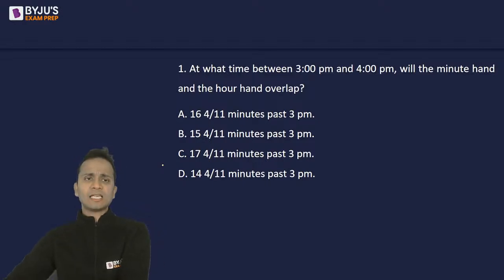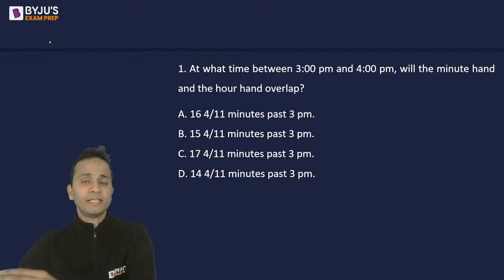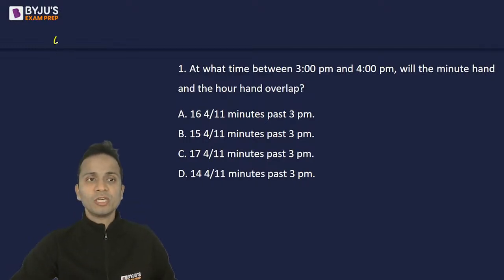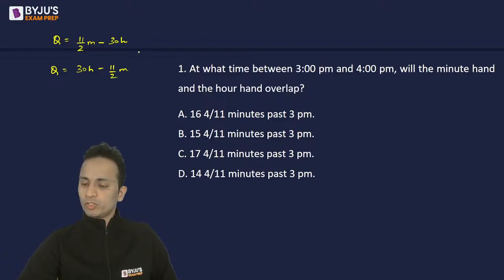Okay, so let's start solving this. First of all, I'll start by writing the formula that can apply in these types of questions. Okay, so let's have a look at the formula. Generally, there are two formulas which we can use. Both the formulas are similar. Theta is equal to 11/2 m minus 30h, and the second formula is theta is equal to 30h minus 11/2 m.